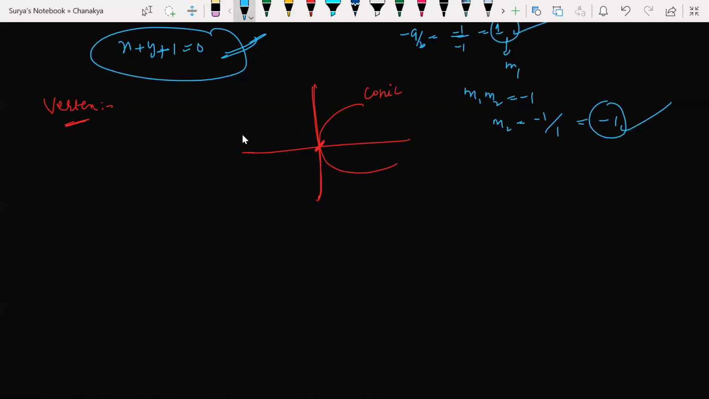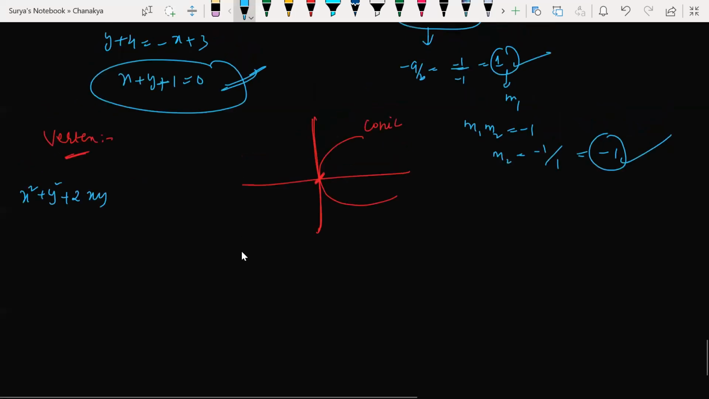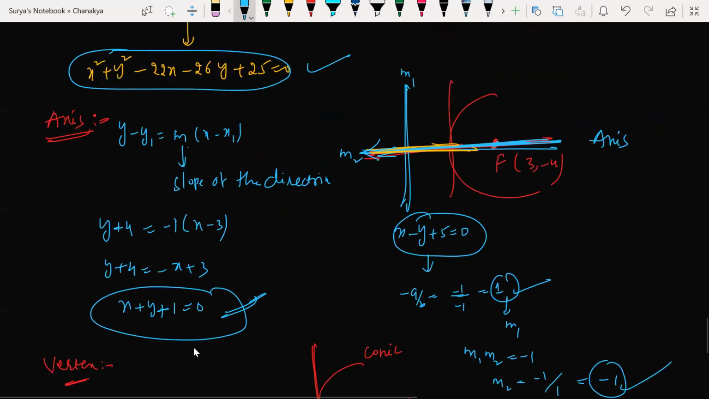We know that axis is what here? x plus y plus 1 is equal to 0. So I know that conic equation. What is the conic equation? X square plus y square plus 2xy. How much I got? Look at this here. Plus 2xy, something I got, right?